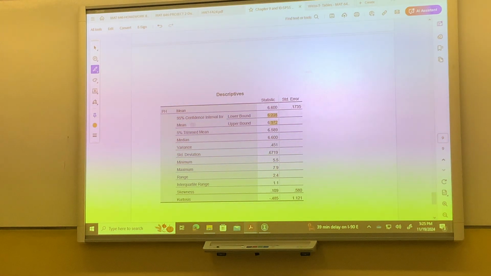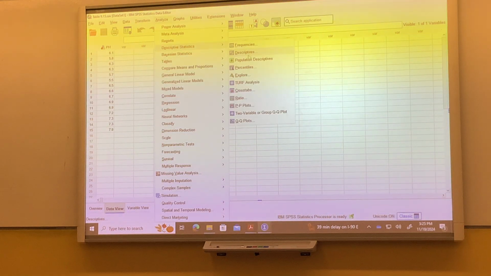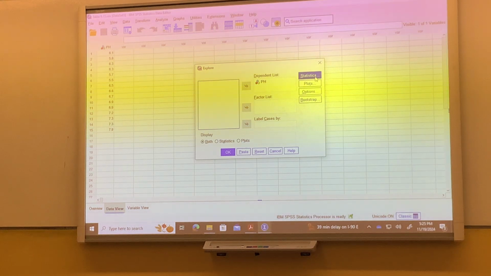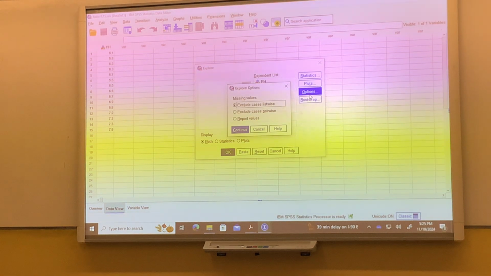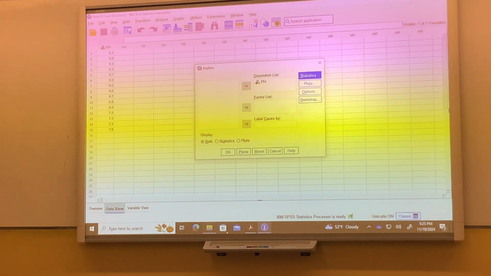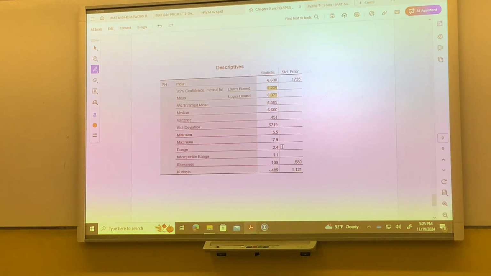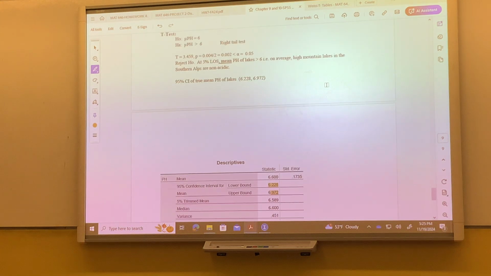If you need a 99% and all, this can be changed. Just go to that Explore window, options. You can change it here if you need a 99% or anything in that descriptives box. Ours was a 95%, so we didn't have to change anything. And so this is what you'll be pulling out for this project.